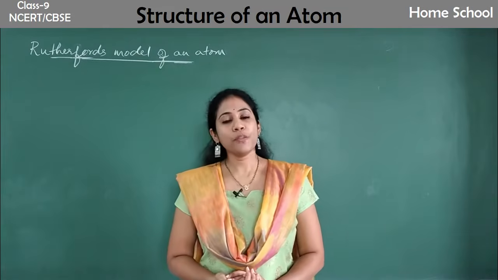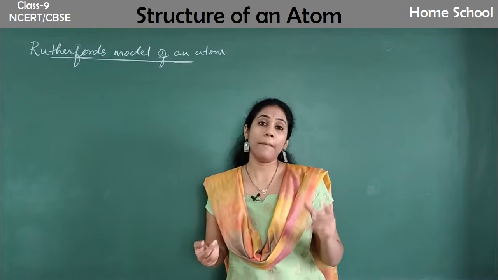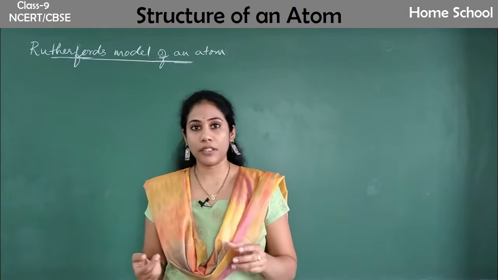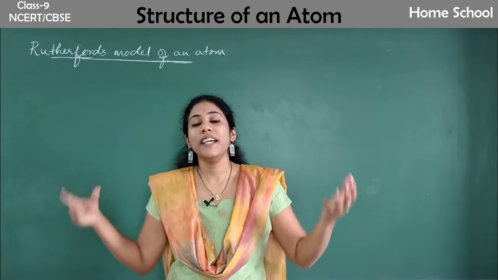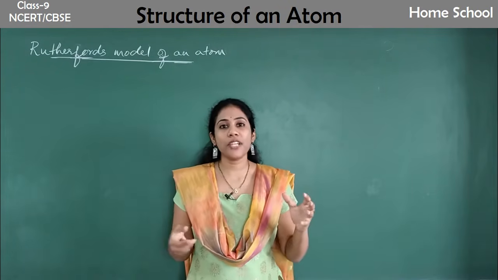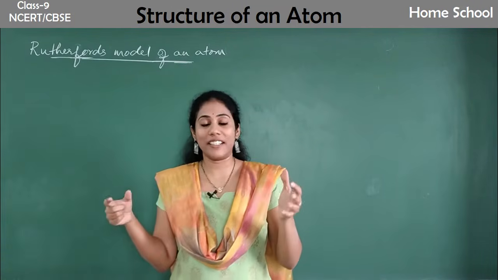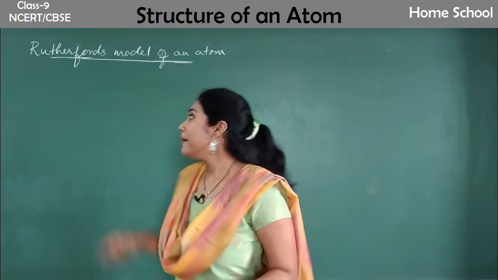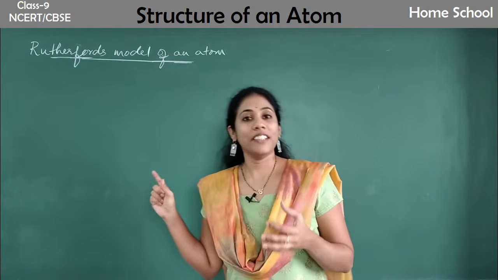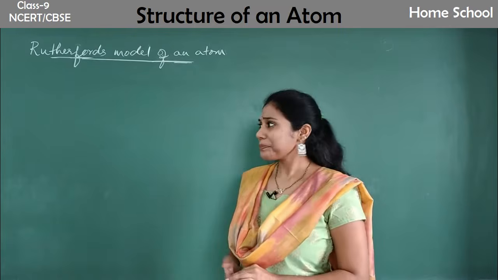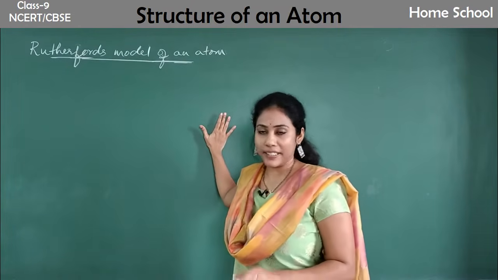Coming to Rutherford's model of an atom, it is a much more advanced model compared to J.J. Thomson's model. Thomson's model was very simple. Very simply, he said that there is a sphere of positive charge where negative electrons are fixed, embedded in it, isn't it? But this model is very different from Thomson's atomic model. Let me tell what Rutherford said about the structure of an atom initially.